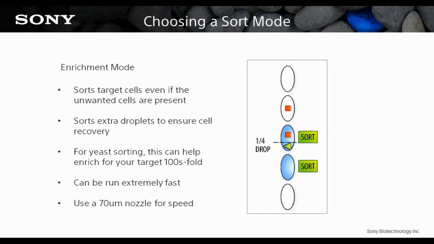After gating on your target, you've got to set a sort mode which will determine the levels of purity and recovery. One type of mode popular in yeast sorting is called an enrichment or yield mode. This mode sorts target cells even if the unwanted cells are present, and it can sort extra droplets to ensure cell recovery. For yeast sorting, this mode can help enrich for your target by hundreds-fold. Another big advantage is that it can be run extremely fast, close to your actual droplet rate. And if you have large sample volumes, 70-micron nozzle is the fastest nozzle to use. That way you can get through hundreds of millions of cells quickly to enrich for your target.